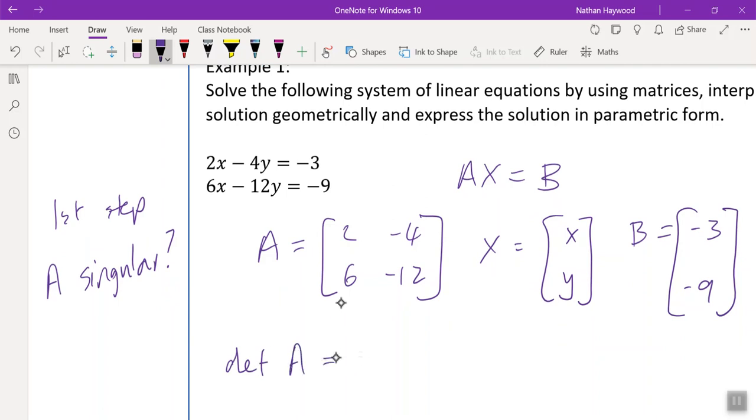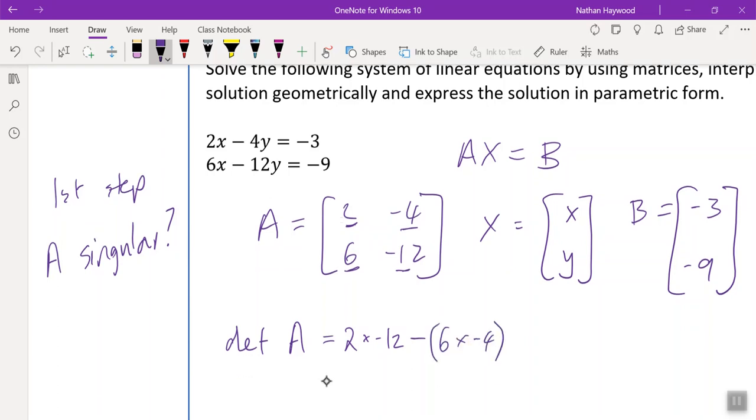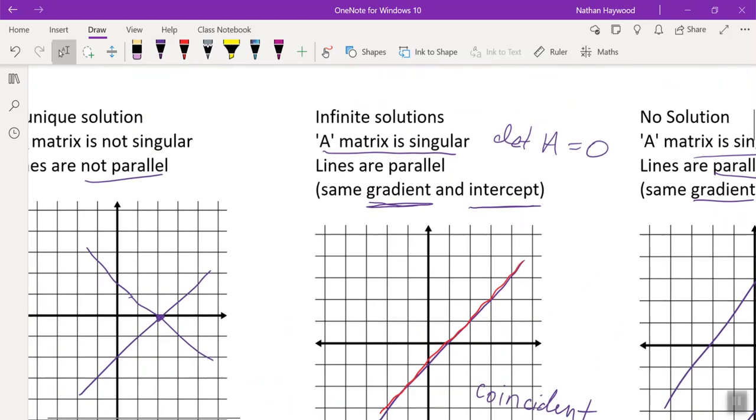So the determinant is this one times this one. Do you remember this? Unit 2, I think. This one times this. So the diagonal minus the diagonal. So you got negative 24 plus 24, which is 0. So it is singular. It's the multiple. So do you remember what I said? Probably not.